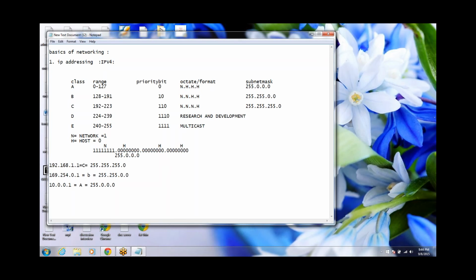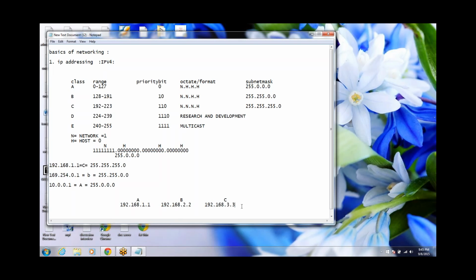Now see here, for example, I have a few systems: system A, system B, and system C. My system A address is 192.168.1.1. My system B address is 192.168.2.2. My system C IP address is 192.168.3.3. Will system A communicate with system B, and system B communicate with system C?